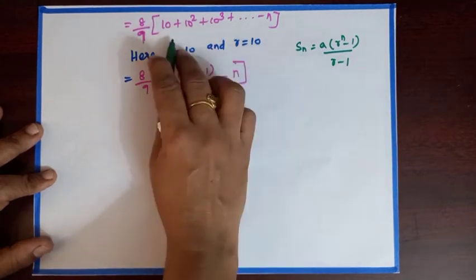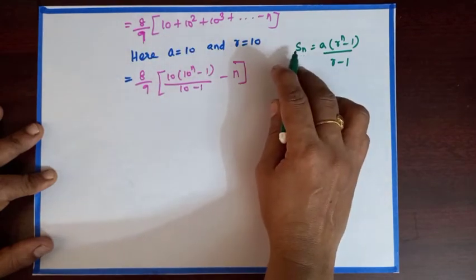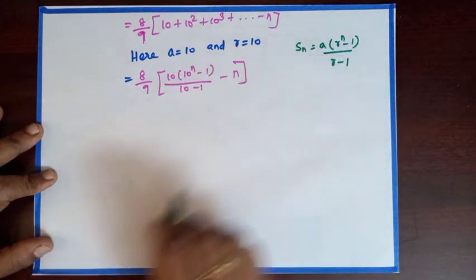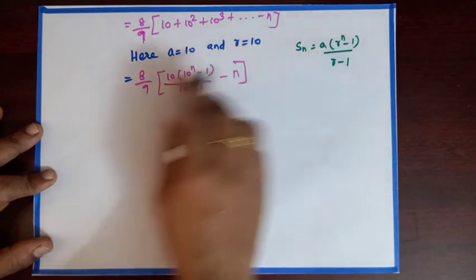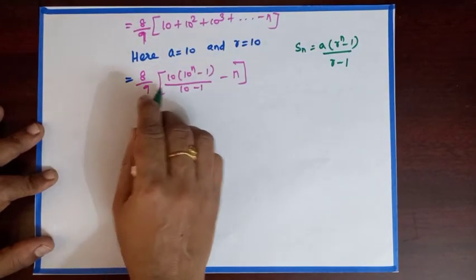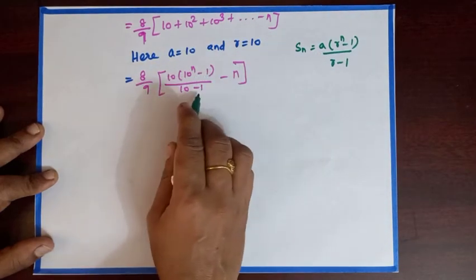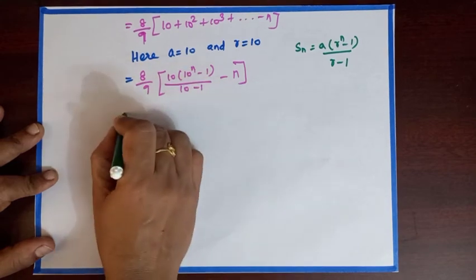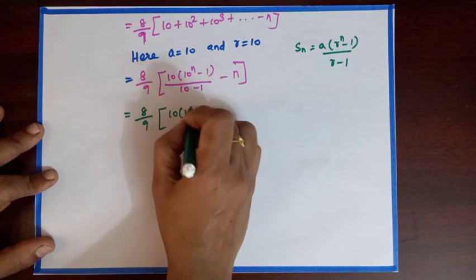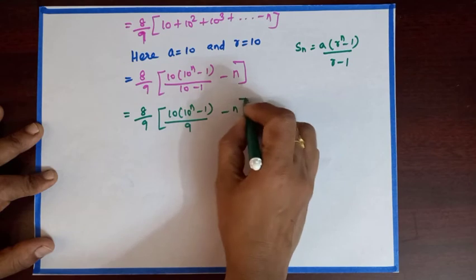Now we are going to find the sum of this term. Sn equal to, the formula for GP is Sn equal to A into R power n minus 1 by R minus 1. Here A value is 10. R value is also 10, which is equal to 8 by 9 into 10 power n minus 1 by 10 minus 1 minus n, which is equal to 8 by 9 into 10 power n minus 1 by 10 minus 1 is 9, minus n.